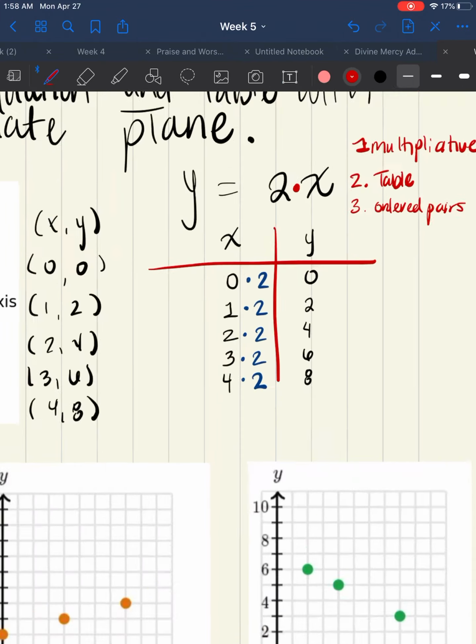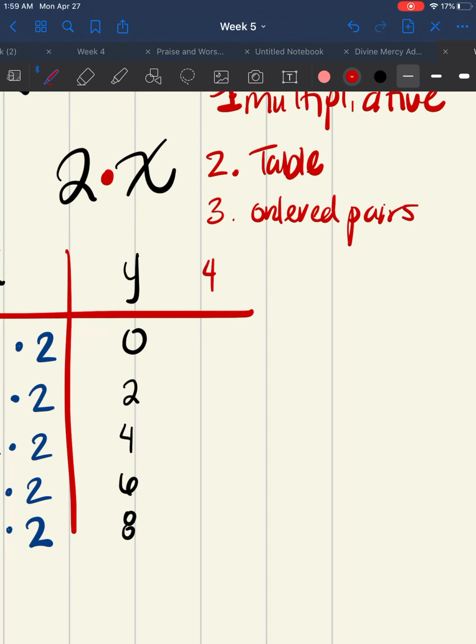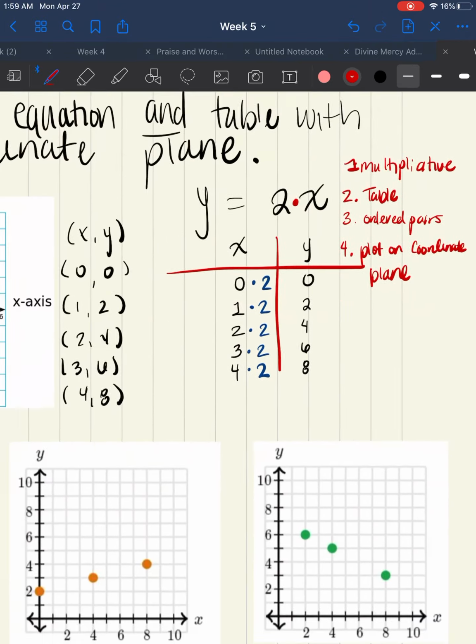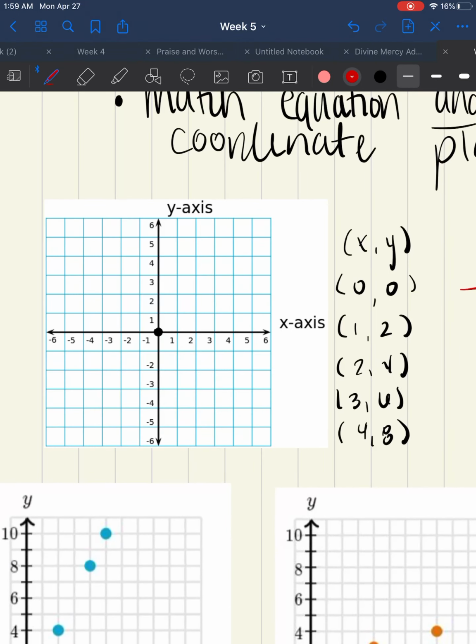The next step, step 4, after I do my ordered pairs, is now I'm going to plot on the coordinate plane. Now we're going to go in there and actually start plotting them. So here we go. First of all is 0, 0. 0, 0 is just, you're at the origin, so this is 0, 0, the first point.